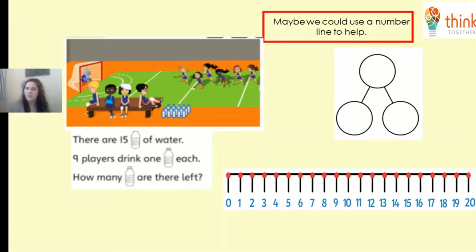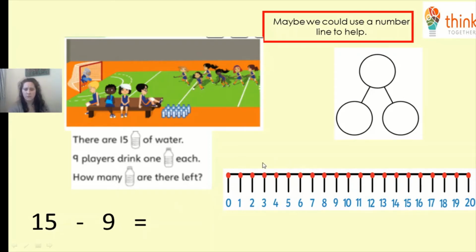Do you think you can use that important information to create your own number sentence? Pause the video here and tell the person you're with. Have you done that? Amazing. Let's check if you've got the right number sentence. Here we go. So we've got 15 take away 9 equals something. That is the 15 bottles of water that we start with and the 9 that the players drink.